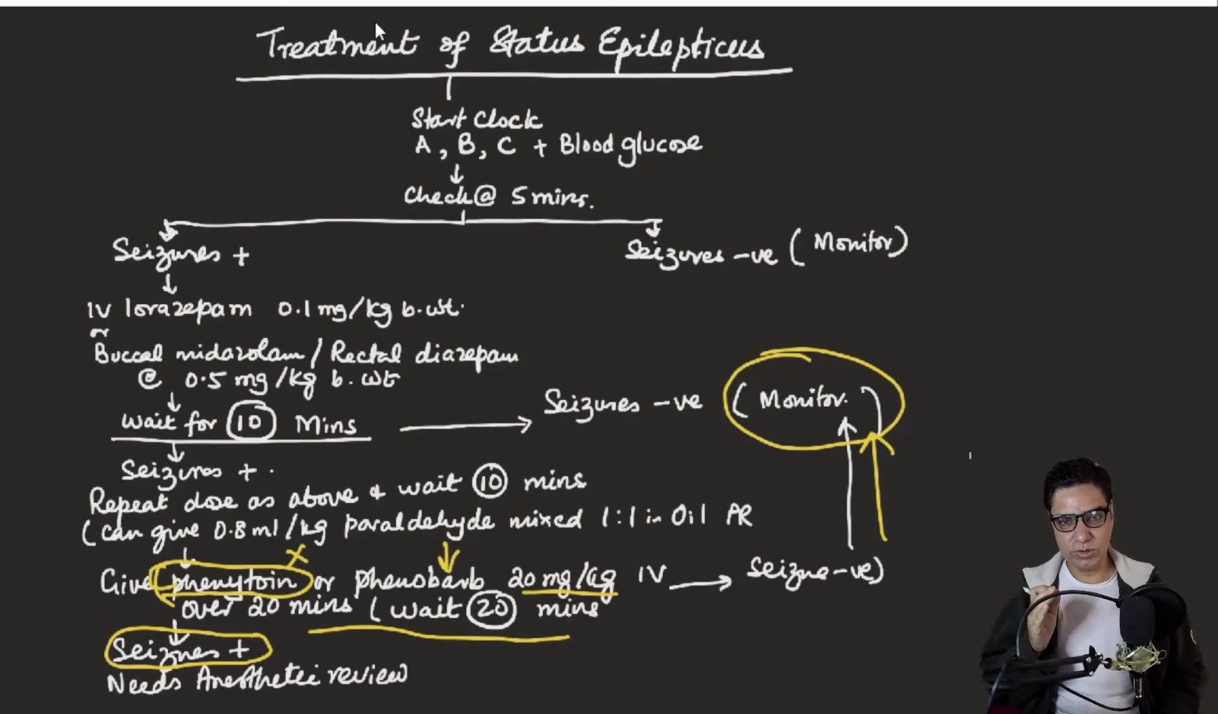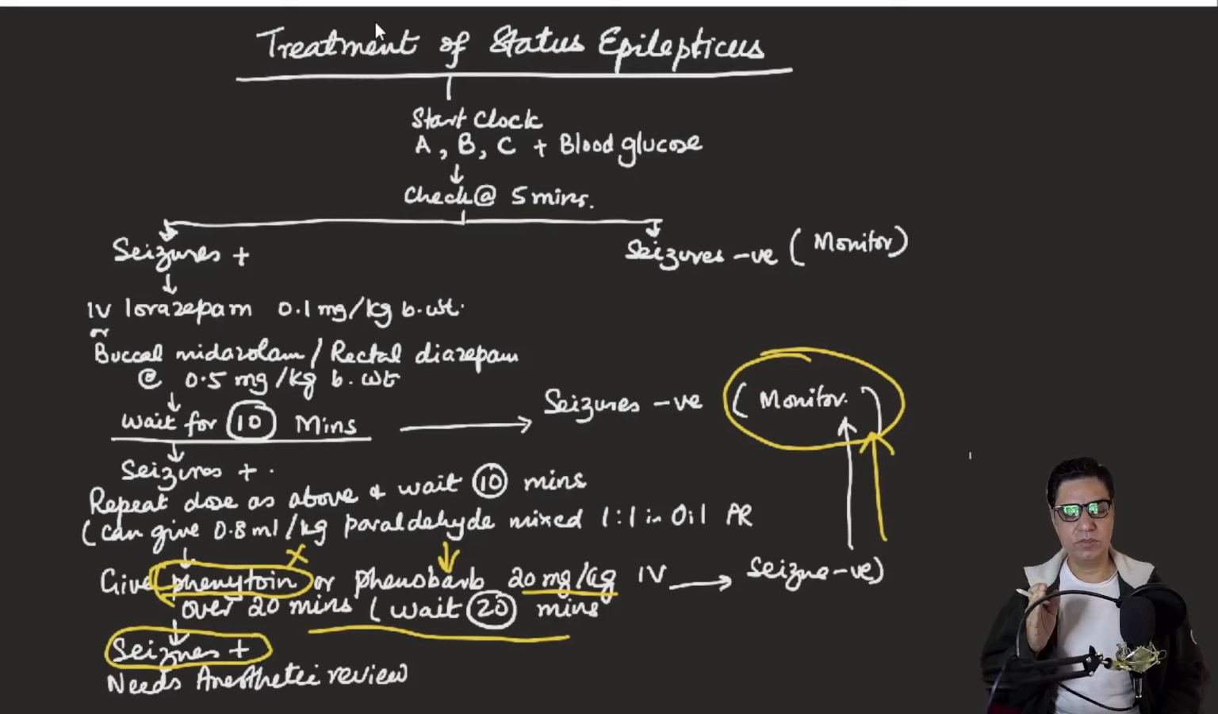So you need to involve the anesthetist, because this child might need thiopental and general anesthesia to stop the seizure. And obviously, when they need general anesthesia, they need to be intubated. Or they might need a continuous phenytoin infusion. Again, that decision has to be taken by experts. So by this time the anesthetist has to be involved.